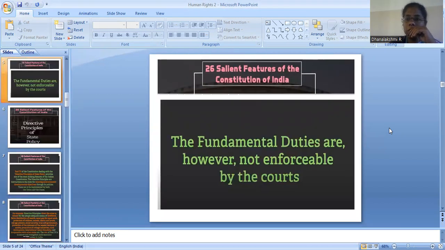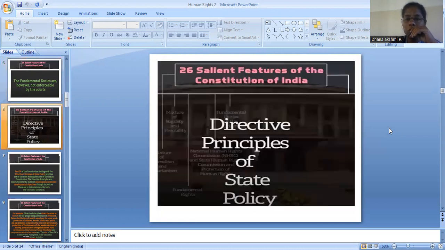The fundamental duties, however, are duties stated in the Constitution. They are not enforceable by any court, but it is a moral obligation that every Indian citizen should follow their duties. One thing to note: they cannot be enforced by any court.